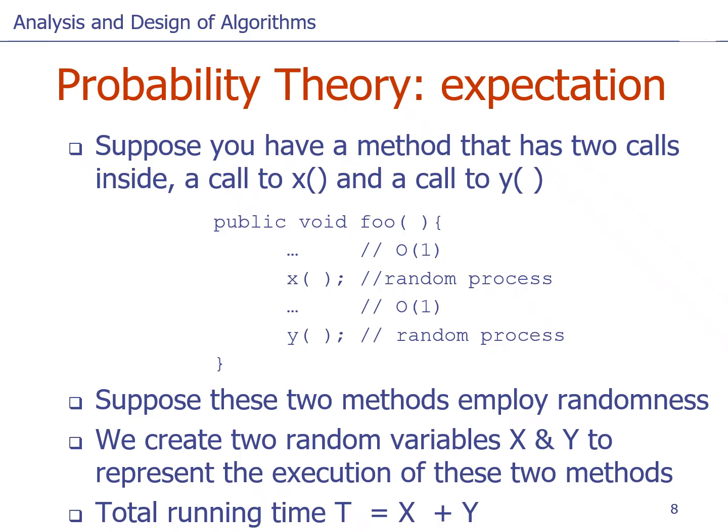Okay? So the steps are, since I know that method X and method Y involve randomization, I will create a random variable for each one of them. I will create big X for the method X and big Y for the method Y. Now, since I'm interested in the expected value of running foo, I will create also a random variable t that represents the running time of foo if we keep calling foo forever till infinity. To answer what's the expected value of t, I will sum up the expected value of X plus the expected value of Y.